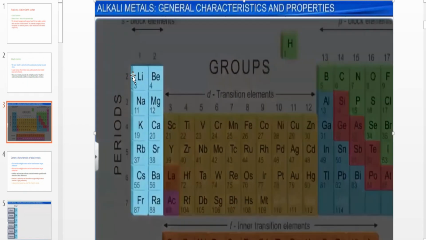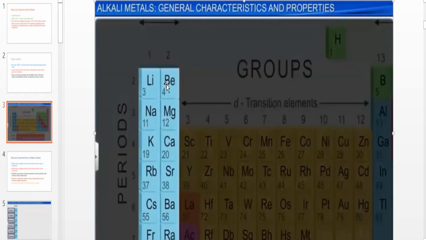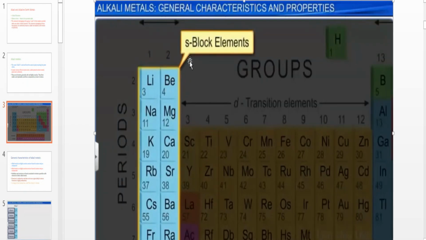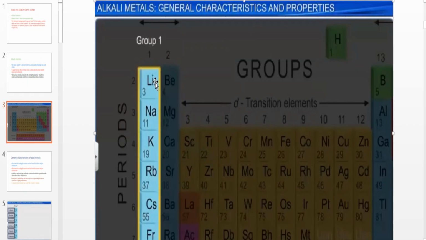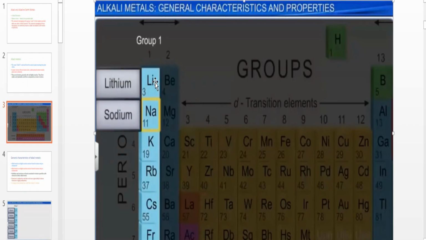The first block and the second block of this periodic table is called what? S block element. Why are these block elements called S block? Because they have S orbital as their outermost orbital. Let us study this group 1 in detail.